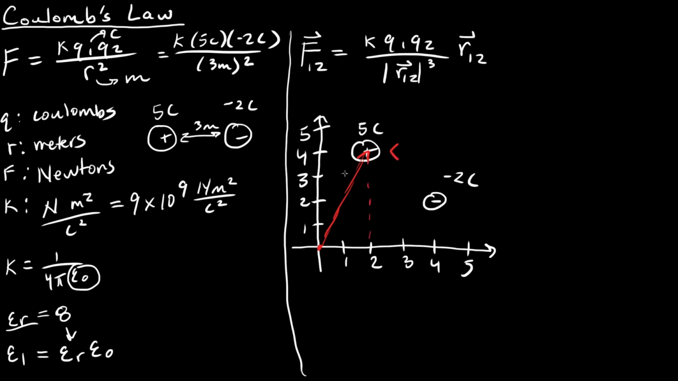So let's say it's 2x and then 4y, so 2, 4. And let's call this particle 1. And we'll do the same thing for particle 2. So 4x and then 2y. So now what we need to do is just subtract, pretty much, this vector from this vector.